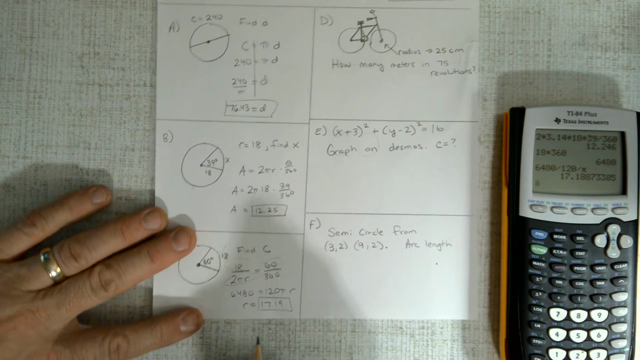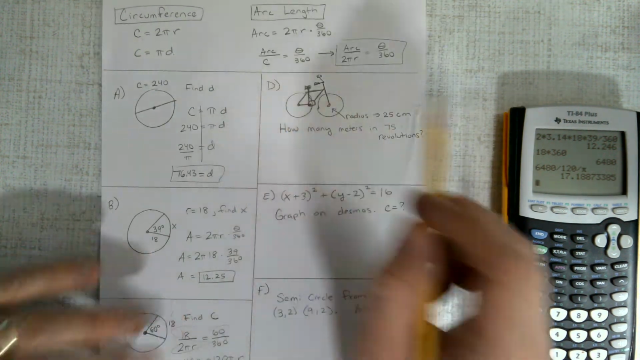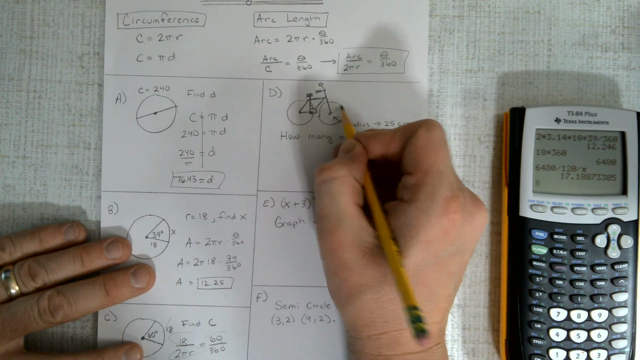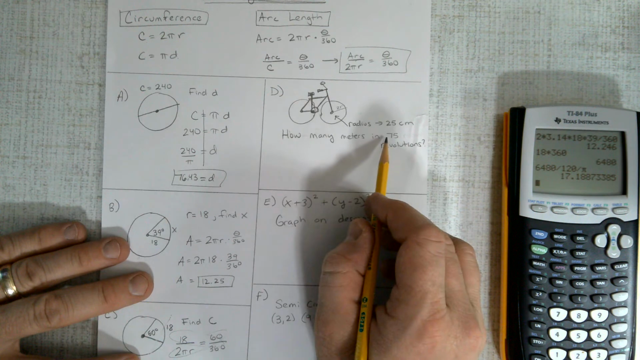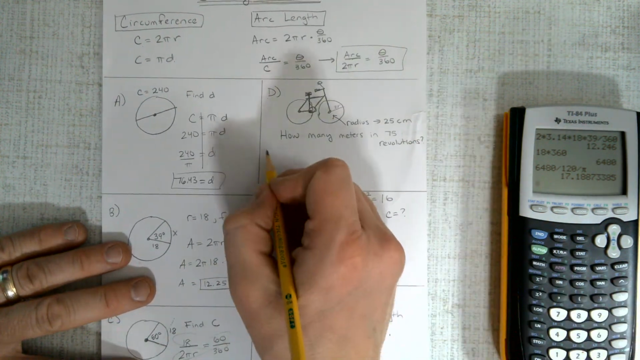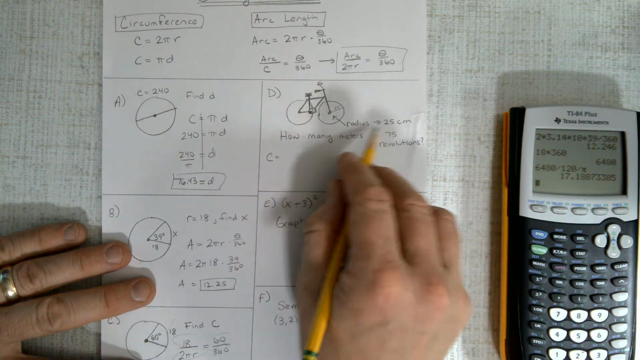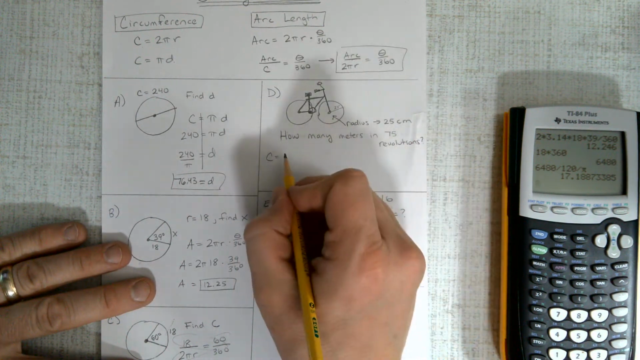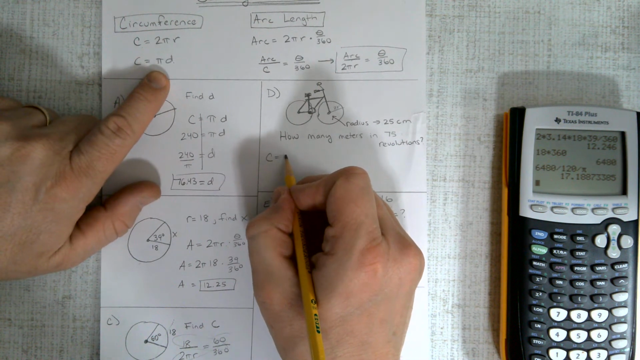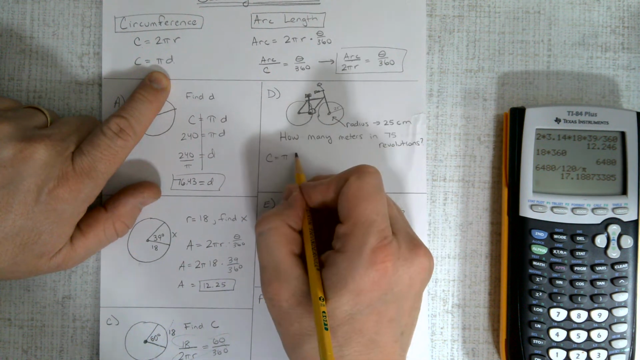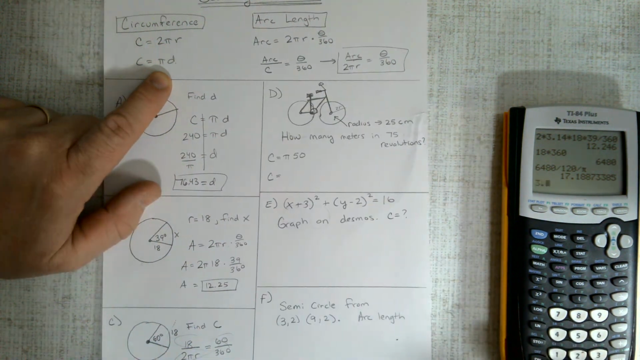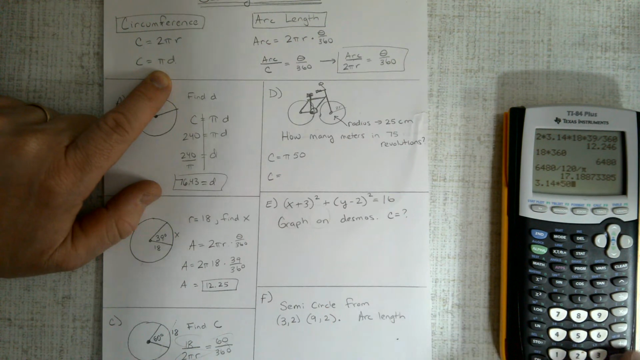Alright, a really common problem here is a bicycle problem. They give you this bicycle and they tell you the radius is 25, so that's 25. And how many meters are in 75 revolutions? So this spins around 75 times. Well, let's find the circumference. Let's use this bottom one. Pi times the diameter. Well, the diameter would be 50. So there's my circumference. Pi 3.14 times 50.